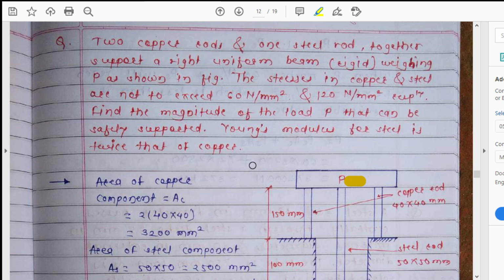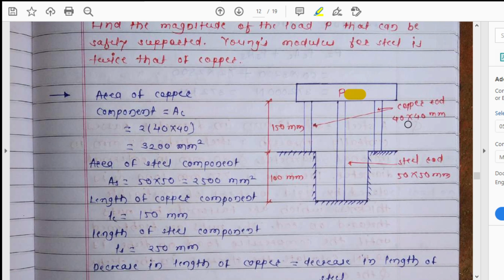Now in this figure, you can see that this whole member is subjected to a load of P, which we have to calculate. It is supported by two copper rods and one steel rod. The dimension for a copper rod is 40 by 40 and for the steel rod is 50 by 50. This height is 150 mm and this height is 100 mm. The total height for the steel rod will be 250 mm.